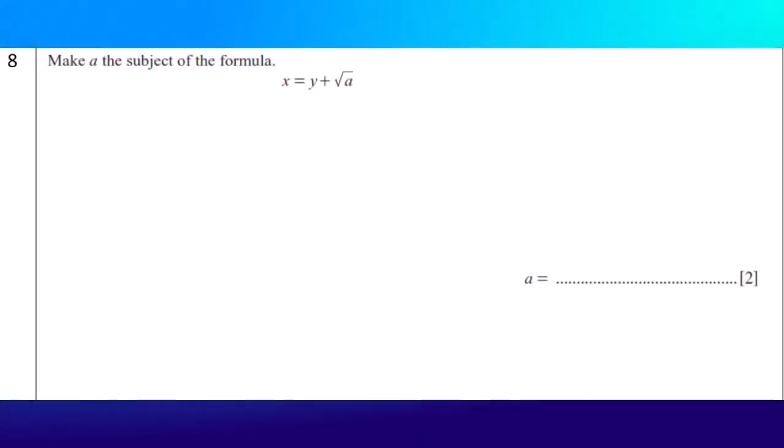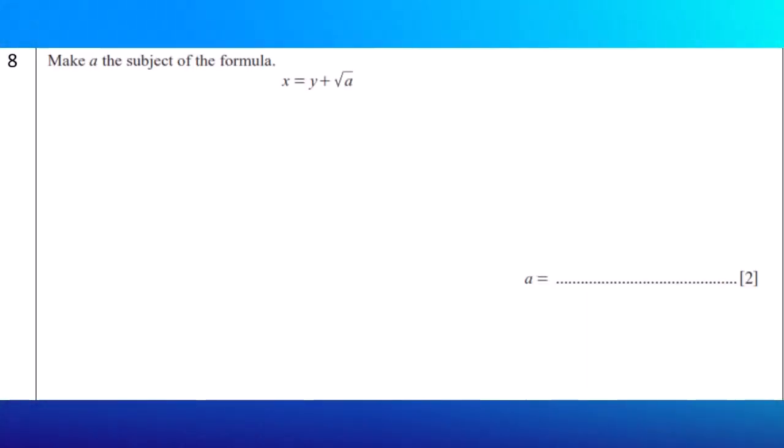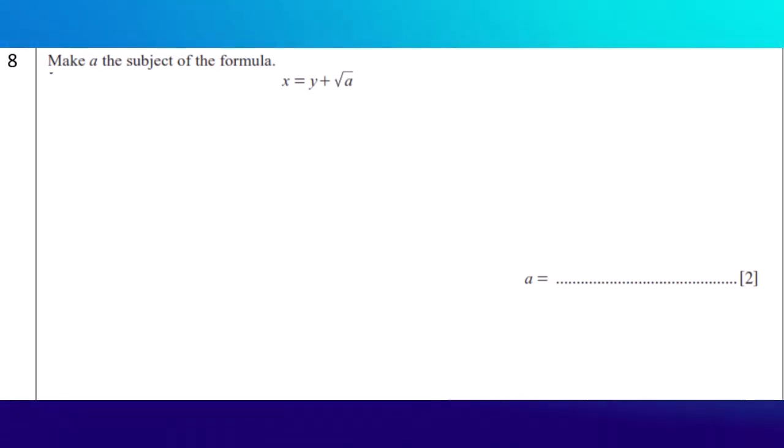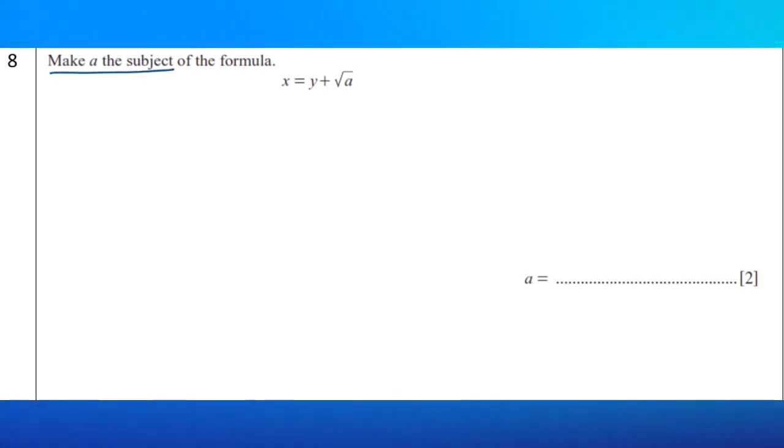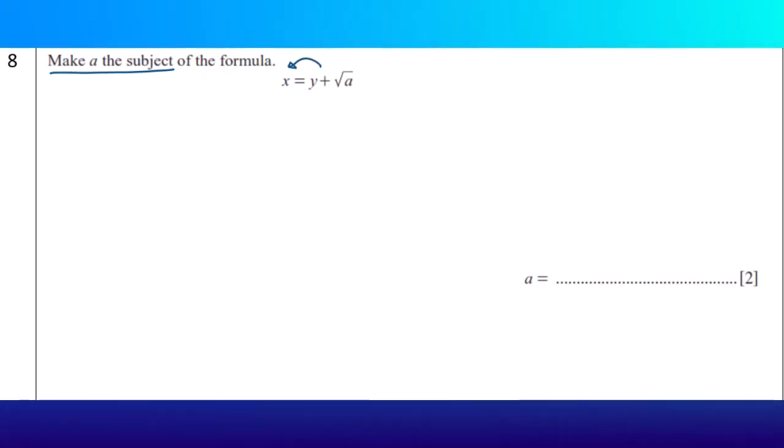Question number 10, and they asked to make A the subject of the formula. So we have to separate A. First step, we will shift y to the other side. Here y is positive. When you shift to the other side, we will subtract. So we will write x minus y is equal to square root A.